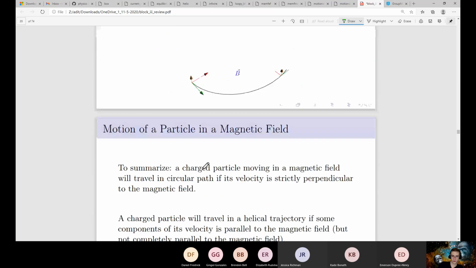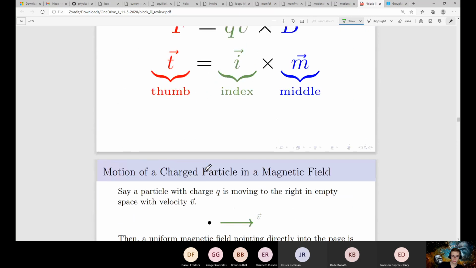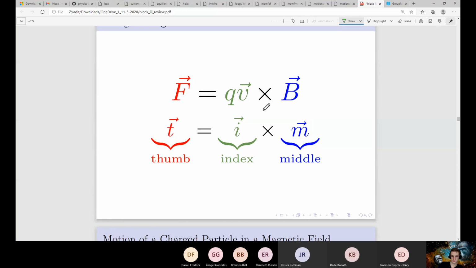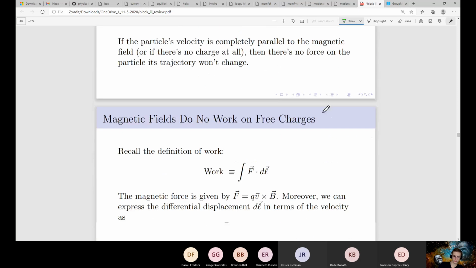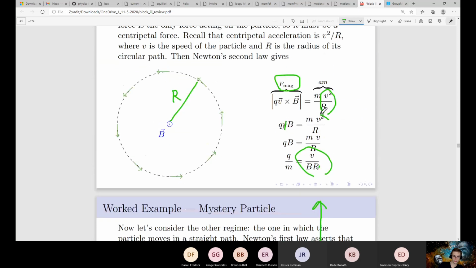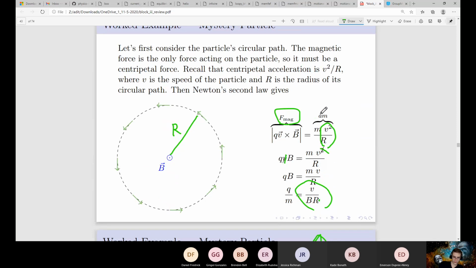So let's look at the right-hand rule. If you recall, F is equal to QV cross B. My thumb is my force, my index finger is the velocity, and my middle finger is the B field. If I scroll back down to the picture, here it is. B, my middle finger, is pointing out of the page, so that's pointing at me. My velocity, my index finger, is pointing counterclockwise. What I get is that my force is pointing in the wrong direction.